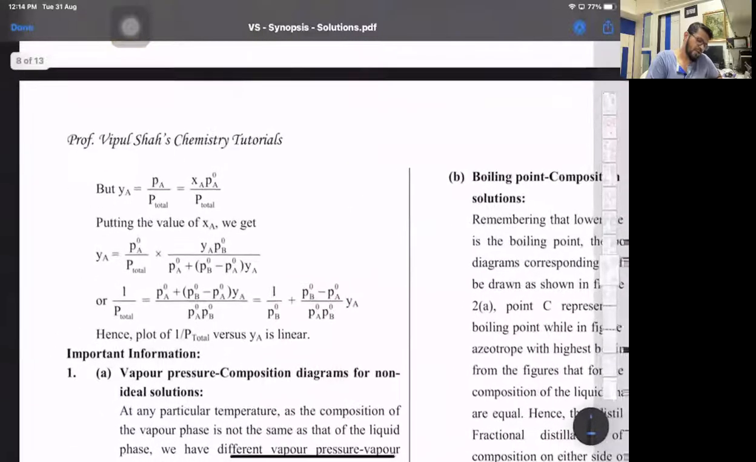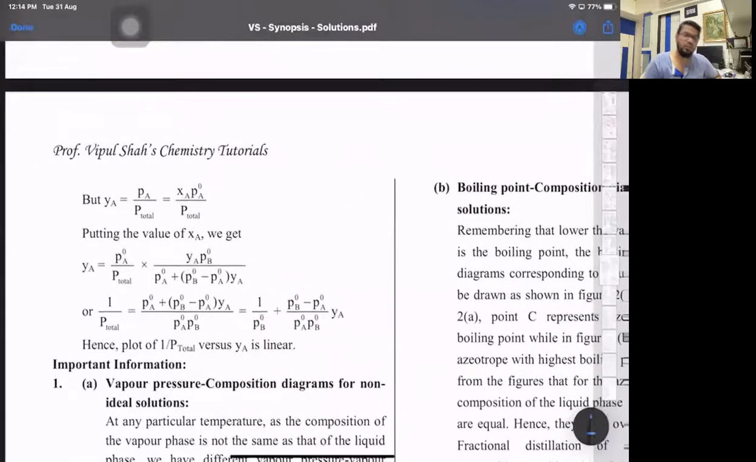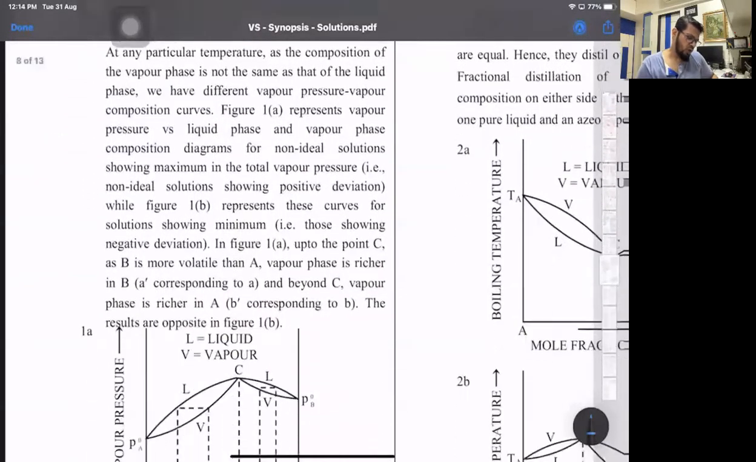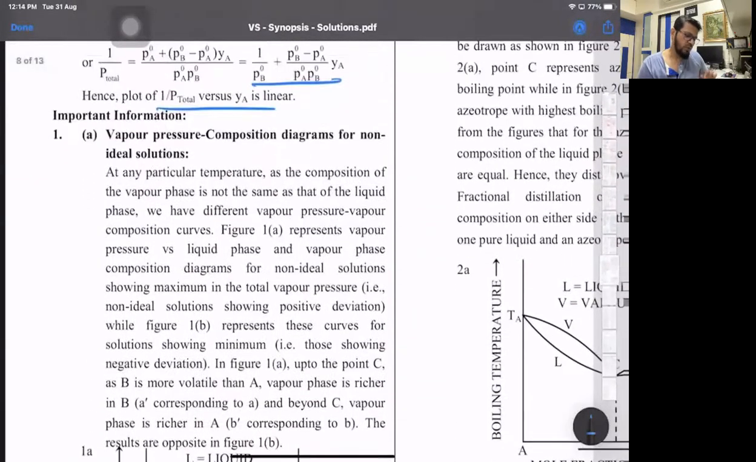And in the same way we can put it with respect to YA, that is PA upon P total, then putting the values we can have this formula, which indicates the plot of 1 by the total pressure versus Y of A is basically linear. Then it says vapor pressure composition diagram for non-ideal solutions. It's just an informative part.